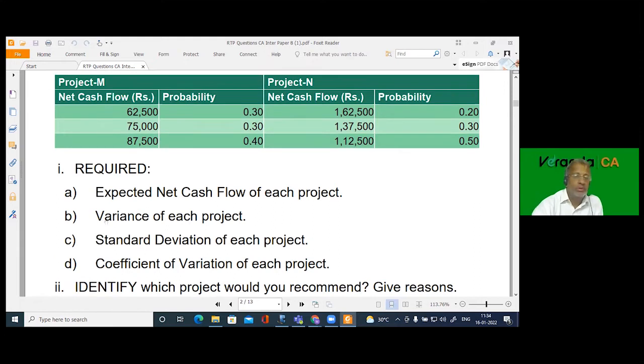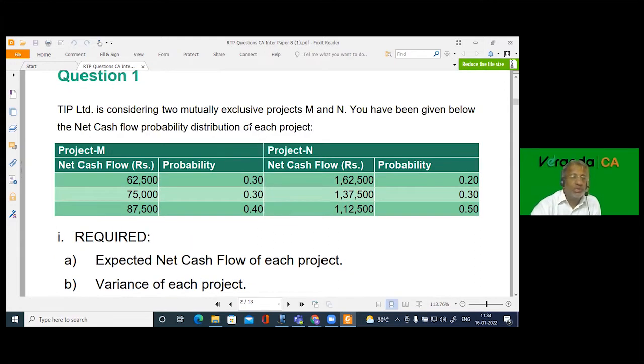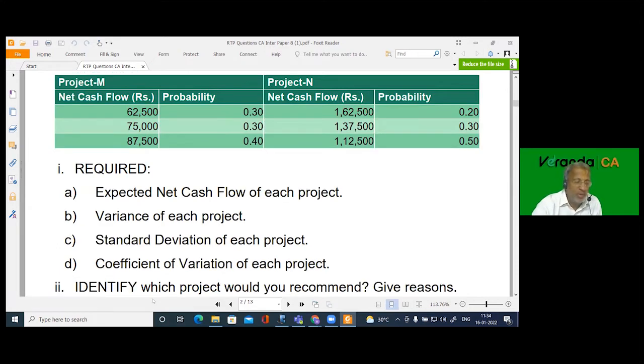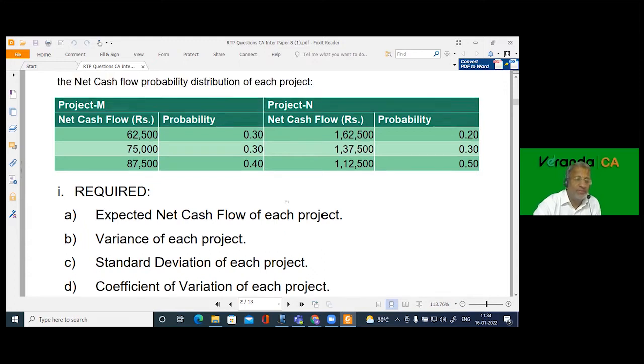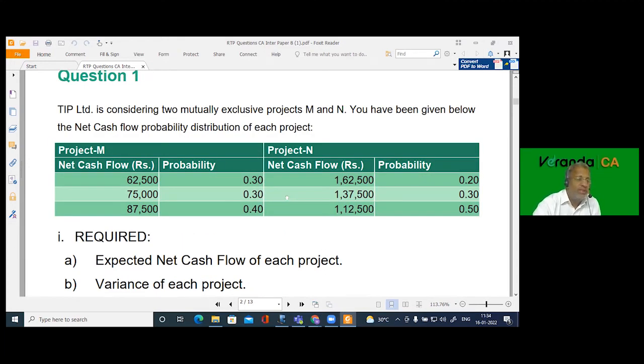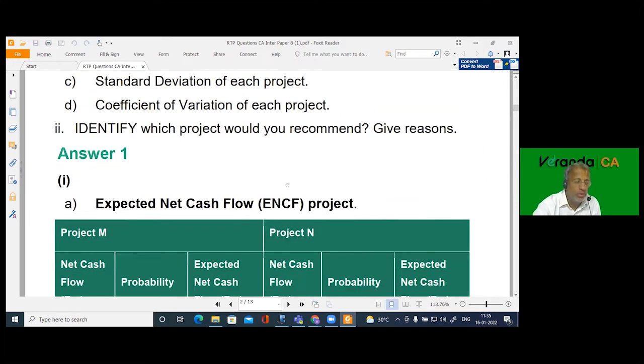So we are expected to select one out of these two mutually exclusive projects. If I select M, I have to reject N. If I select N, I have to reject M. So ultimately, I have to select one between the two. The expected cash flow of each project. But what is missing is the cash outflow. It becomes a little tight to operate that.